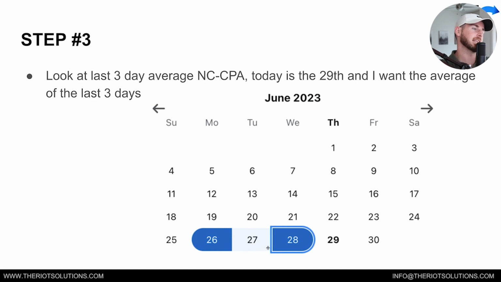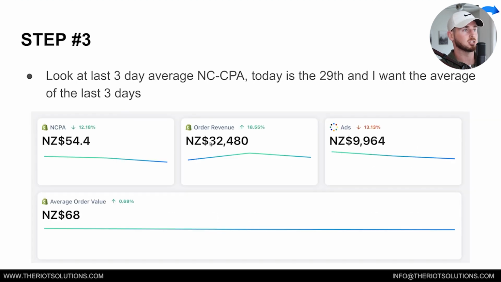So guess what? I'm looking at the last 3-day average. I'm taking the 26th through the 28th. I'm selecting it to give me my 3-day average. This is the 3-day average. All right, NCCPA, $54.04. And we did a total of $32,000 in sales, $9,900 on ads, and an AOV of about $68. I do not care about any of this, but the $54.04 NCCPA.